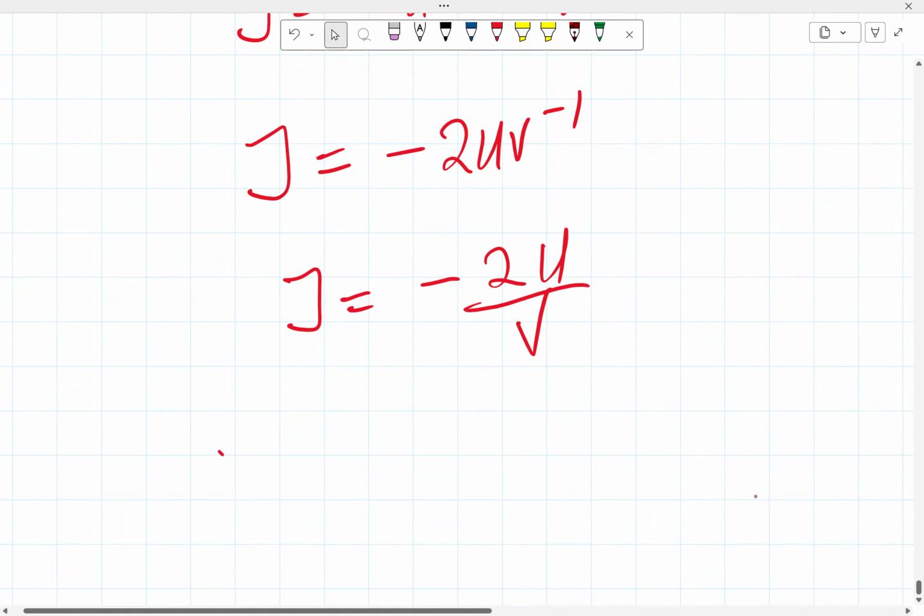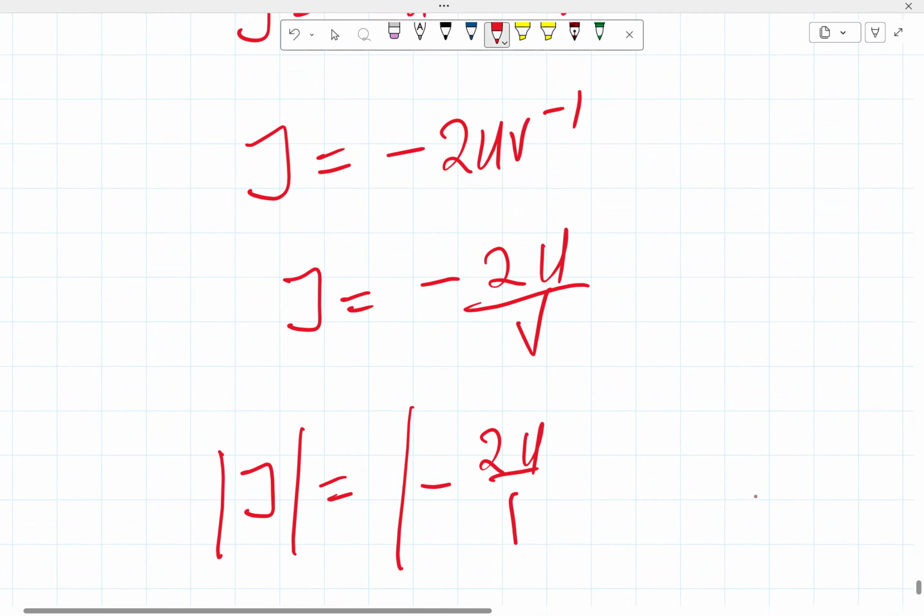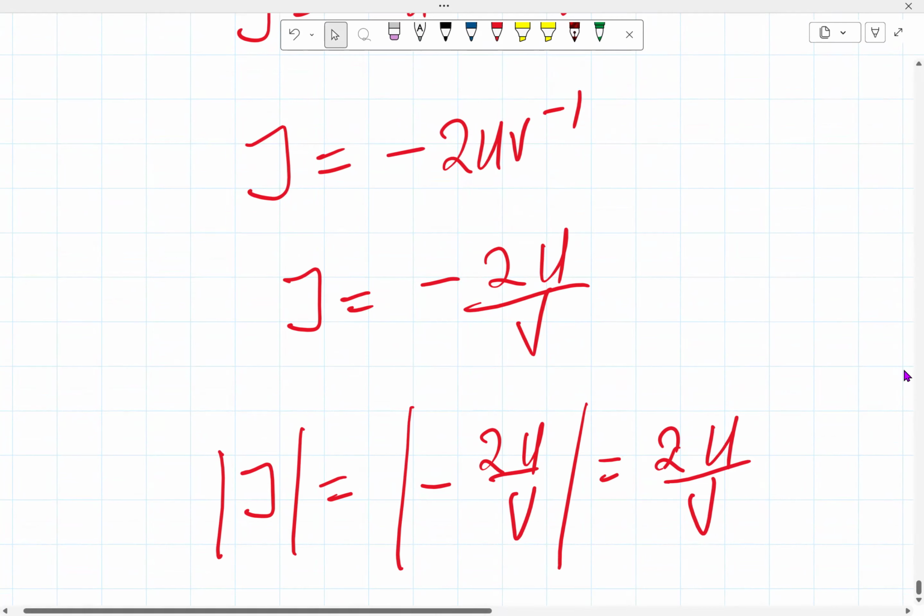Of course, if we want the absolute value of this one, we have minus 2u over v, that is 2u over v, like that. I think that should be what that is.